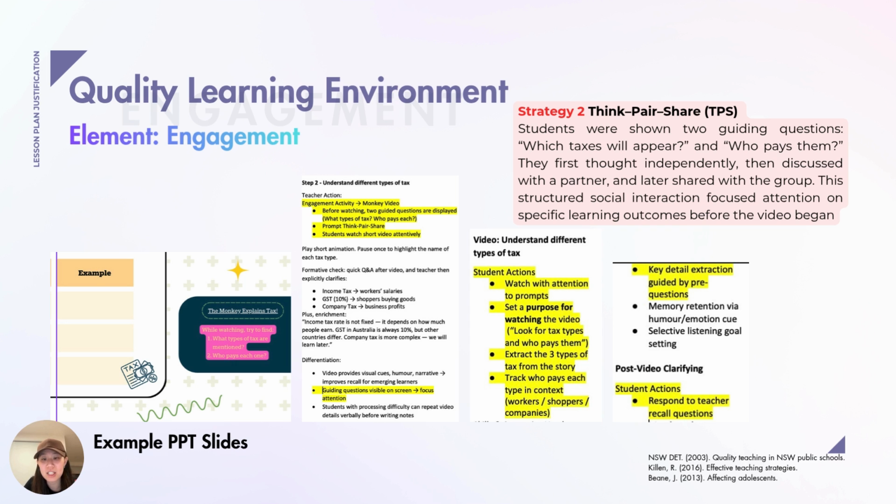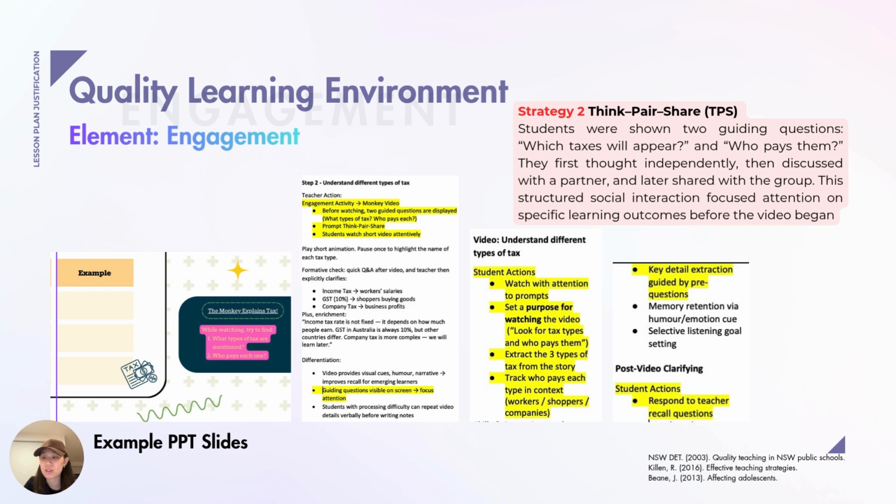So the quality teaching framework states that engagement increases when students anticipate and seek specific information. So TPS prompts students to generate hypotheses, which builds curiosity and provides a purposeful watching. According to Killen, pre-listening tasks improve comprehension and ensure students take responsibility for extracting meaning. So this strategy strongly aligns with middle years characteristics.